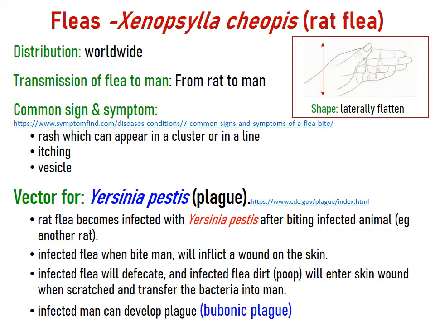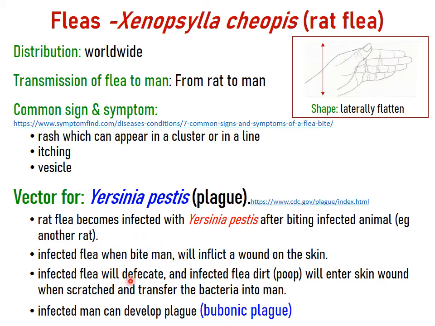Now, what is significant about the rat flea is that it is a vector for Yersinia pestis. Yersinia pestis is the bacteria that is responsible for the bubonic plague. What happens is the rat flea becomes infected with the bacteria after the flea has taken a blood meal from another infected animal. The infected flea then bites the man.